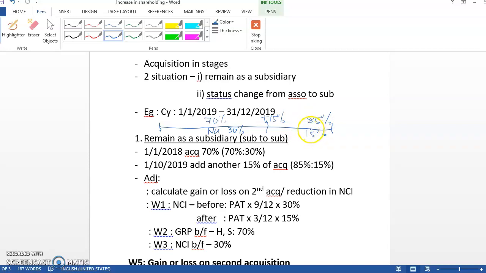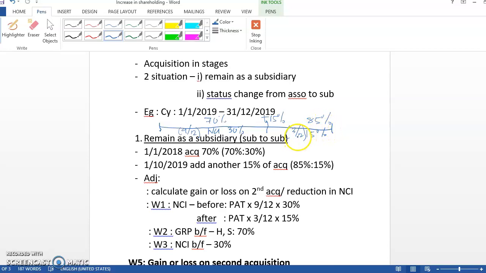So if we can see here, the percentage for NCI, 30% is for 9/12, 9 months, and 3 months will be 15%. But throughout the year, the status of the company still remains as a subsidiary because initially 70% subsidiary, then add another 15%, still remains as a subsidiary.